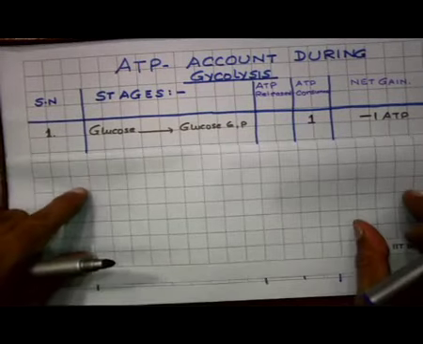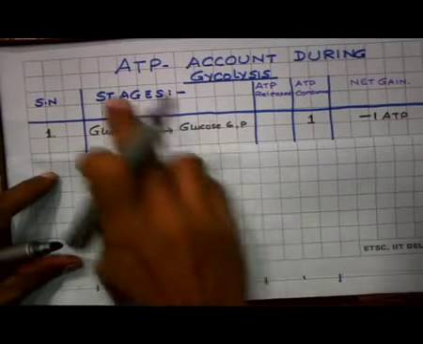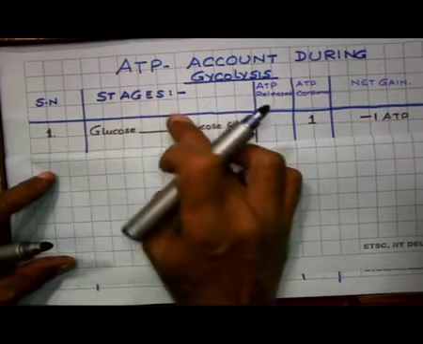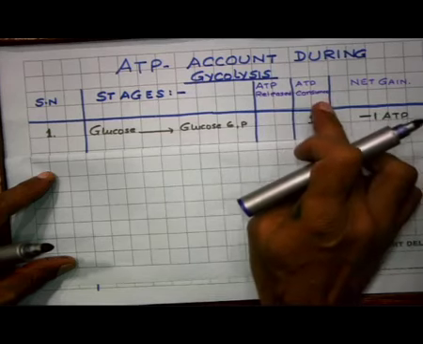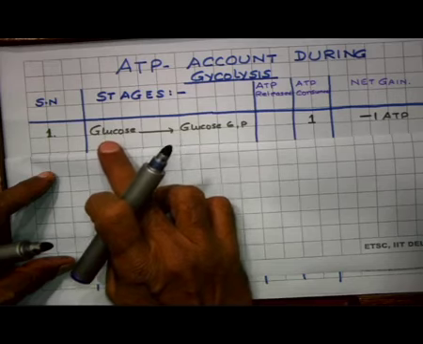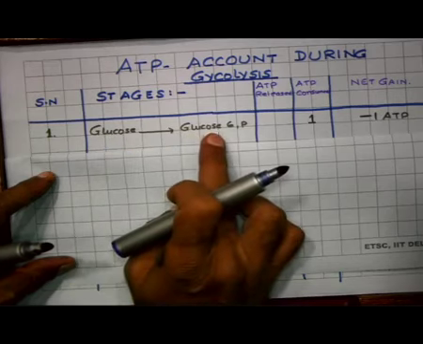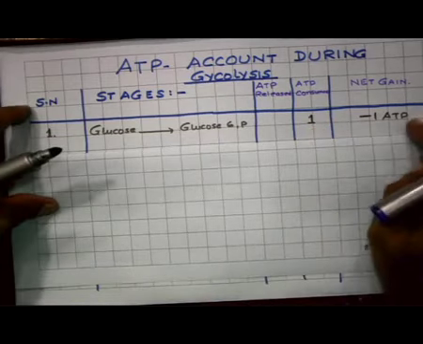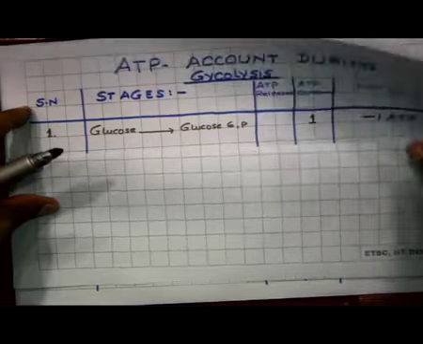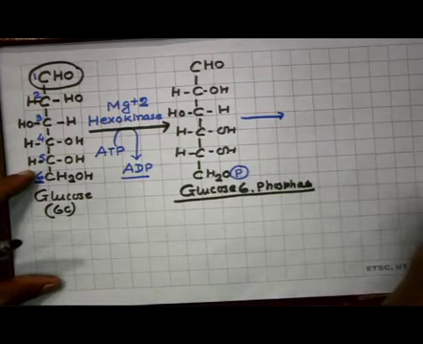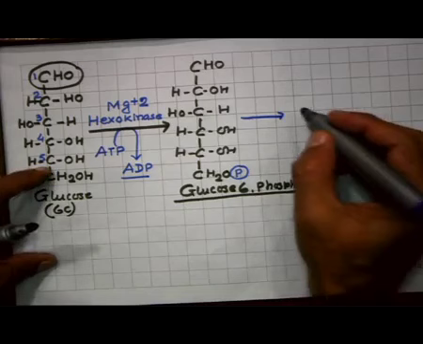finally, it is easy to learn the ATP account during glycolysis. Here are the serial number, stage, ATP released, ATP consumed and net gain. We have seen when the glucose molecule is converted into glucose 6 phosphate, 1 ATP is consumed. So, there is a loss of 1 ATP. We further see when the ATP molecule is used or liberated.